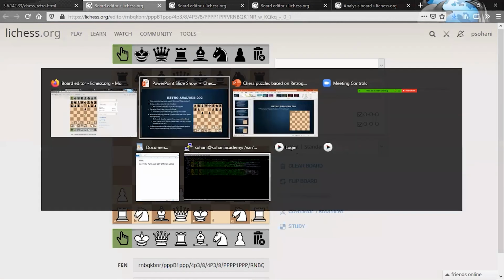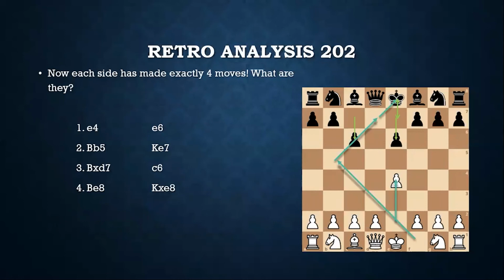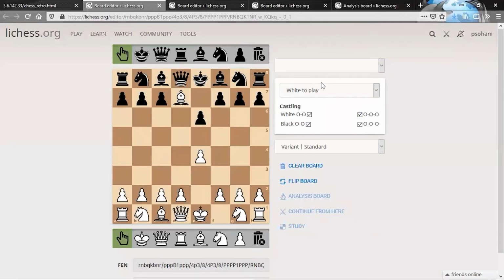So what can have possibly happened? It turns out that this is the order of moves. First e4, then e6, then bishop moves to b5, and the bishop is going to capture on the white square, and the black king is going to capture it back. Okay, so if I play it on the actual board, this is what happened.